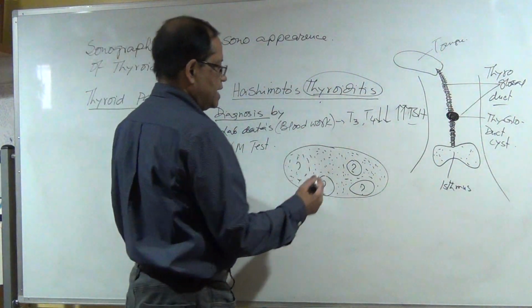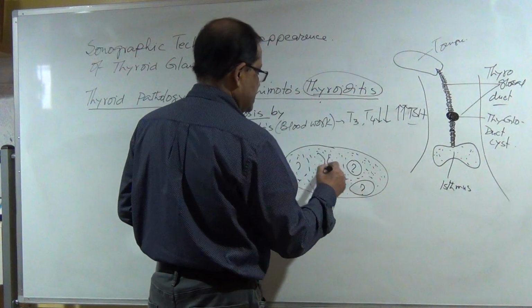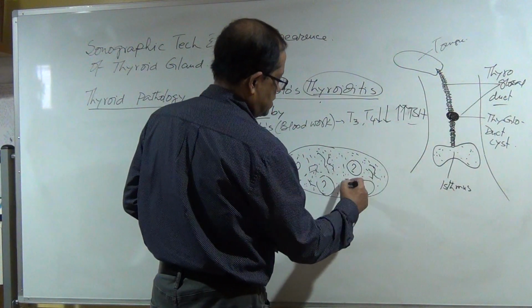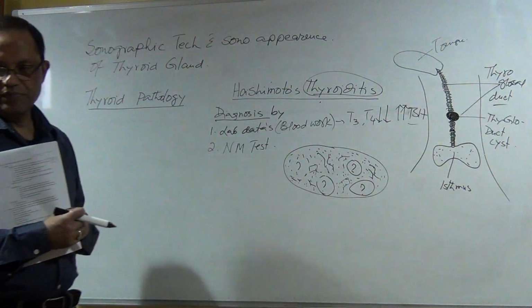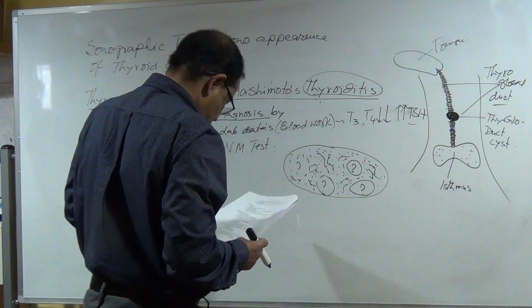You click the color, and you will see blood vessels everywhere, but here there is no color. So it indicates that the thyroid gland is dying gradually.